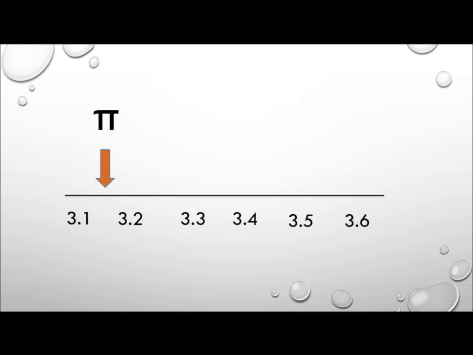Now if we want, we can zoom in on this number line and magnify it by a factor of 10, and now we can say with 10 times more accuracy that pi is somewhere between 3.1 and 3.2. Pi is definitely bigger than 3.1 and it is definitely smaller than 3.2.